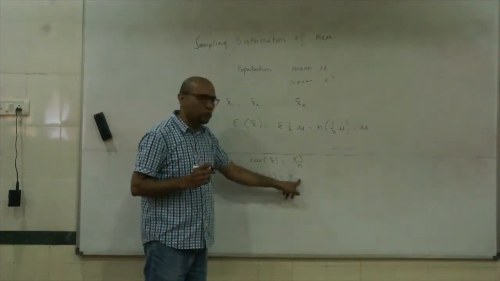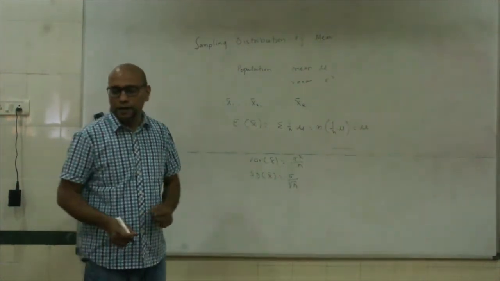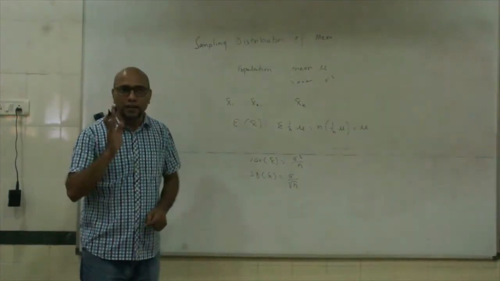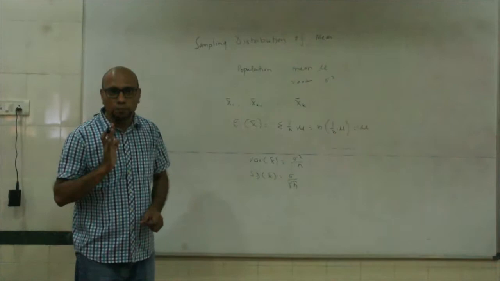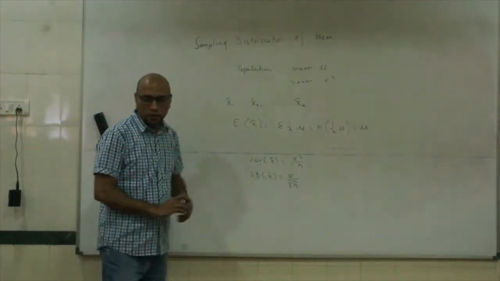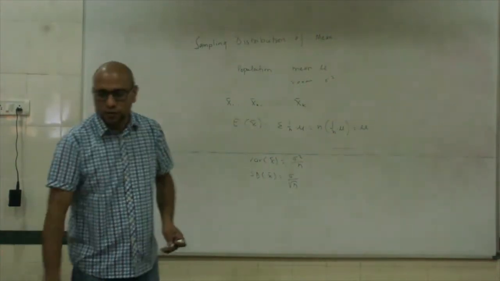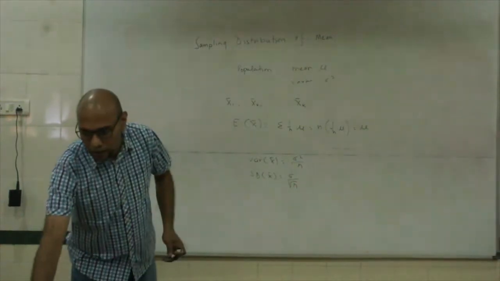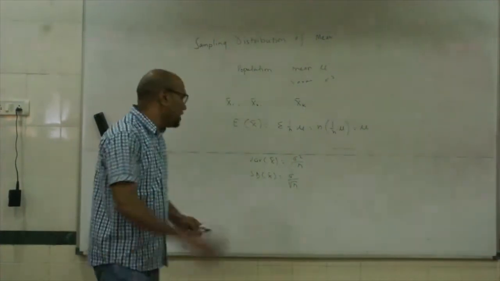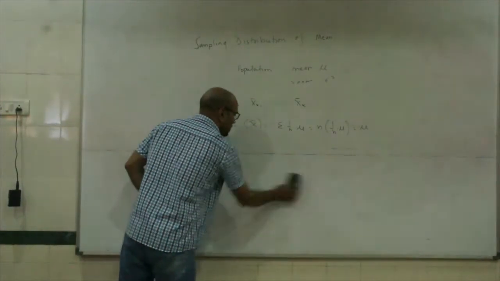Sigma often is not known, so I replace sigma by s, and I also know that this is the standard error of the mean. I can use the standard error to make some kind of a judgment about the population parameter.